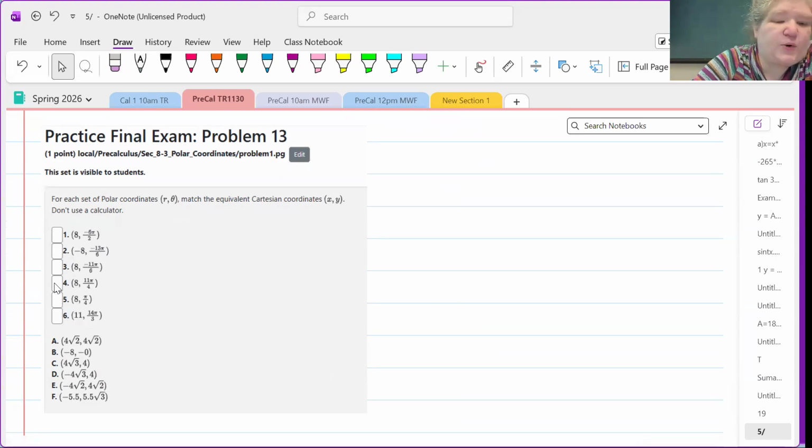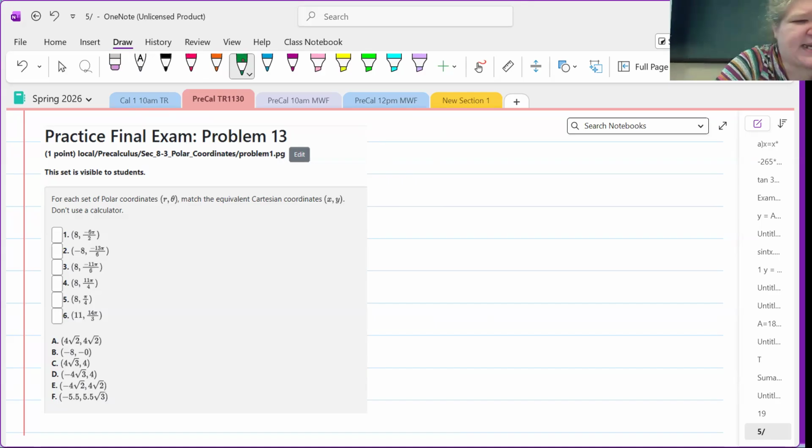So on the test, we're going to give you an XY point, and we ask for the equivalent polar point. But you can also take the polar points, convert them into an XY point, and see which one matches. Or you can just think about where the point is and reason through which one is actually in the correct quadrant as well. So a couple of ways to approach this one on the final.